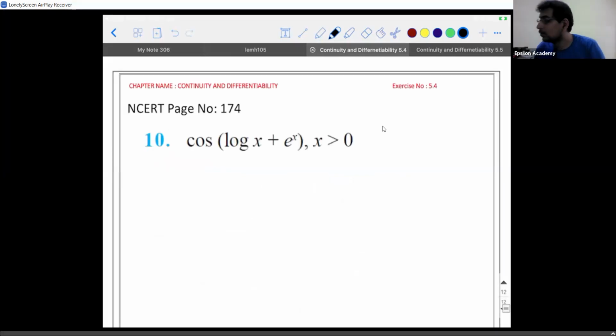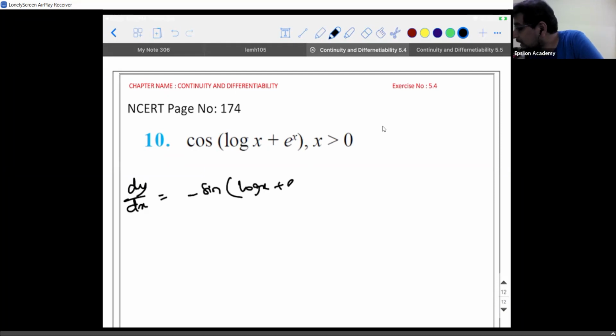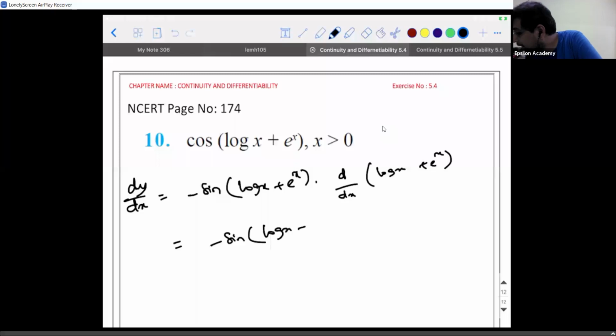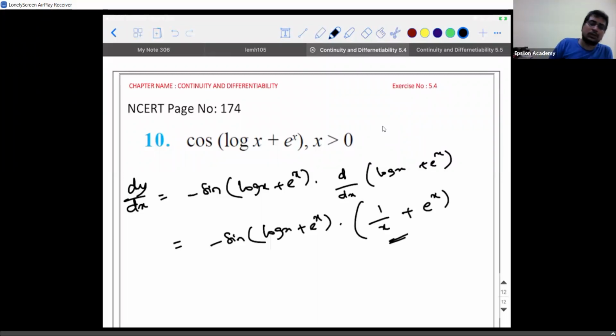Okay. So cos of log x plus e power x. Last problem. So dy by dx is equal to minus sin of log x plus e power x into d by dx of log x plus e power x, which is minus sin of log x plus e power x into derivative of log x, which is 1 by x, plus derivative of e power x, which is e power x. That's it.